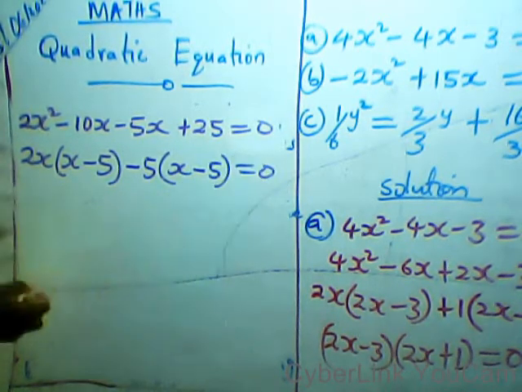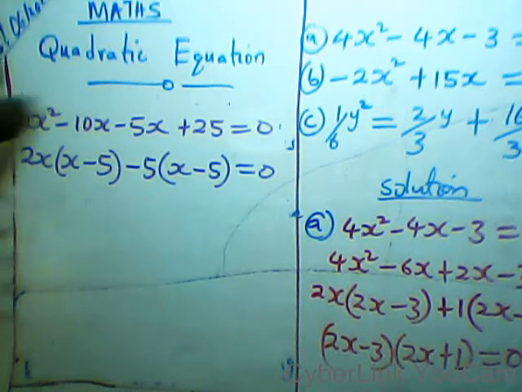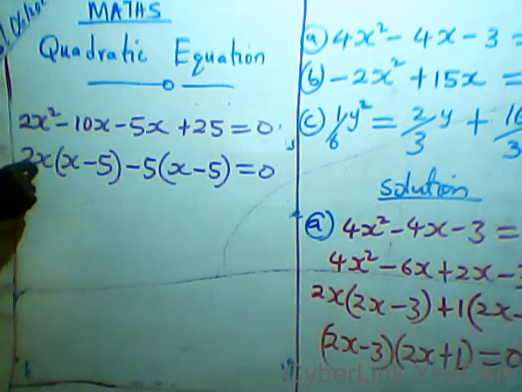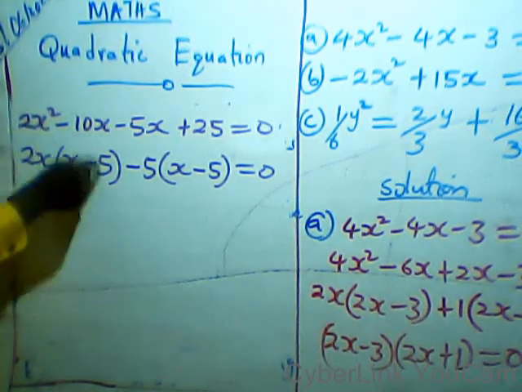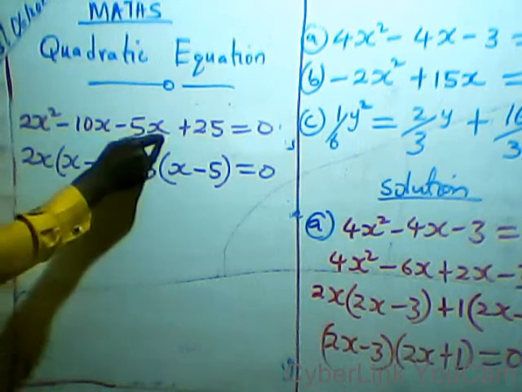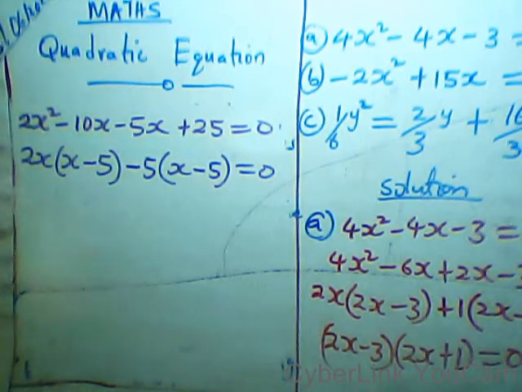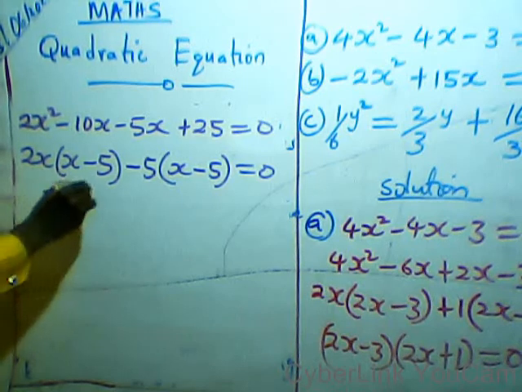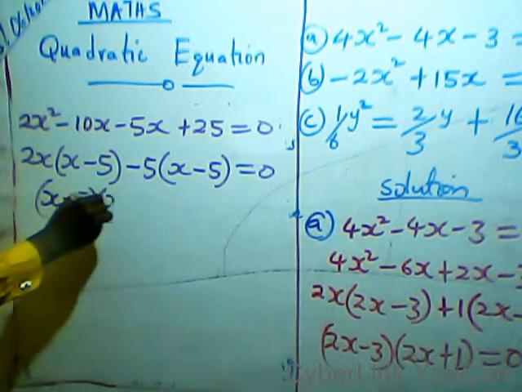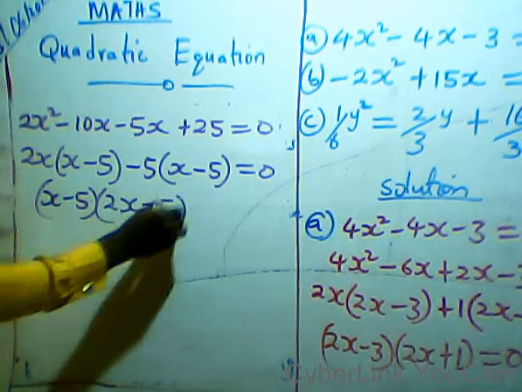Please, when you get to this point, always try to open the bracket and see whether you get what we have at the top. This time this will be 2x squared, this time this will be minus 10x, this time this will be minus 5x, this time this will be plus 25. So we are very correct. So in that sense, you now say x minus 5, you take 1, then this one 2x minus 5, and this is equal to 0.